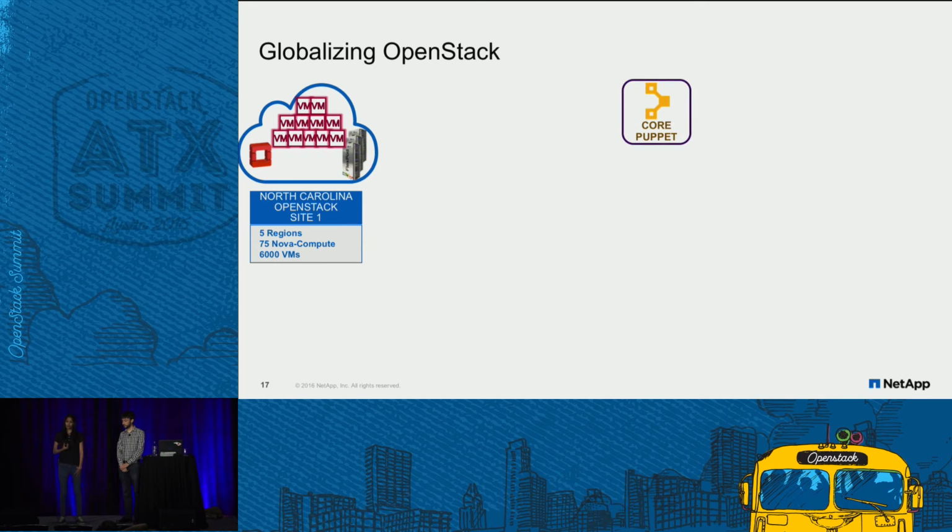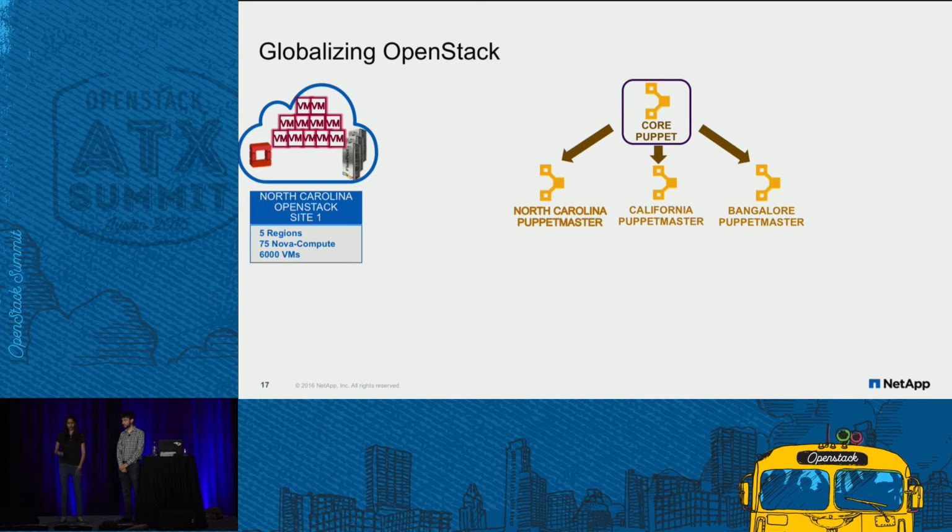We had our core puppet master here at RTP North Carolina. This represented all of our learnings, our experiences, best practices with OpenStack, and we decided to use this as a basis to spin up 3 more puppet masters at each of our other sites. The first one was Bangalore, India, then there was Sunnyvale, California, and then another one in RTP North Carolina. Each of these puppet masters were then used to spin up their own OpenStack environments.